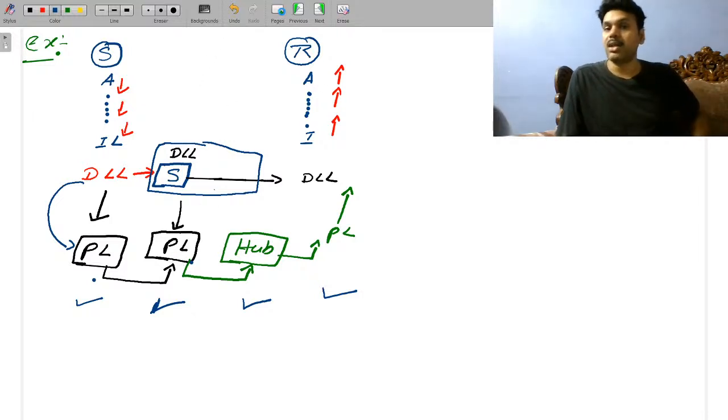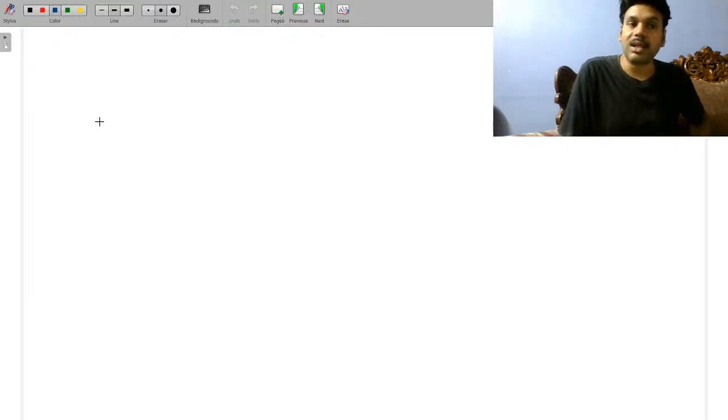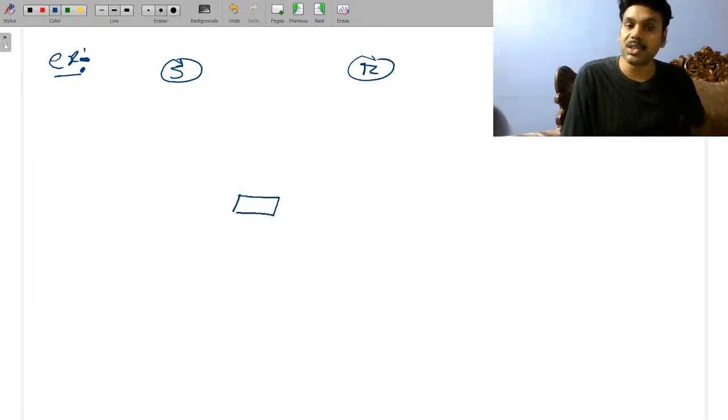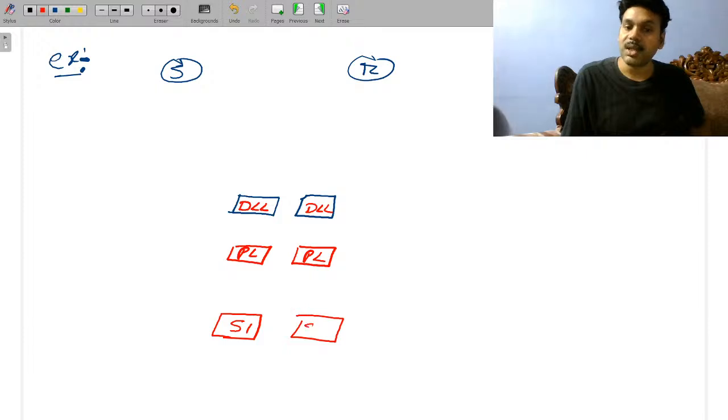Now let us take the two switches concept. When there are two switches available, what will happen? Say there is a sender and there is a receiver, and between them there are two switches involved. So whenever two switches are involved, you immediately get a strike. What is that? DLL is used here and DLL is used here, and the physical layer is used here as well, as there is a switch 1 and a switch 2 while transmitting your data.